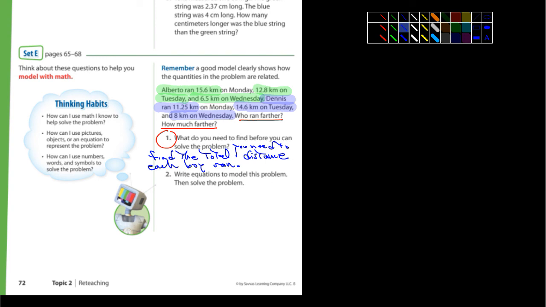And then it says, write equations to model this problem. Then solve the problem. Well, the equations would be, you know, 15.6 plus 12.8 plus 6.5 equals, and that would be how far Alberto ran. Then you're going to have to do the same kind of equation for Dennis. So these questions are pretty easy. Don't make them harder than they are. And I expect you guys to answer those.